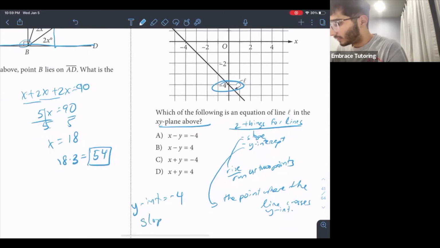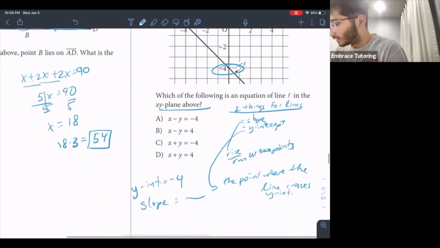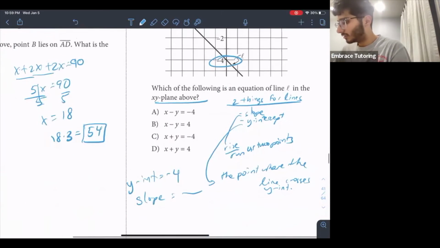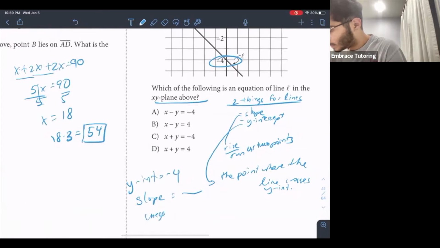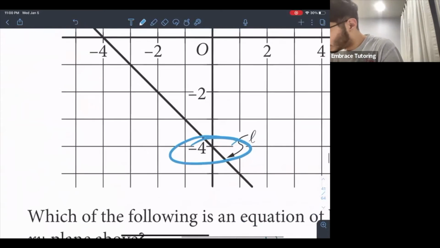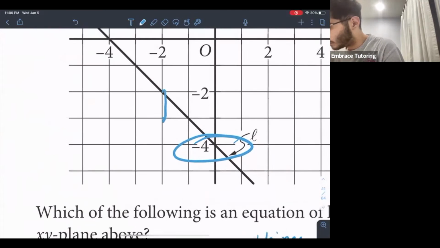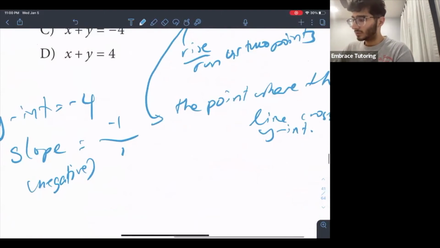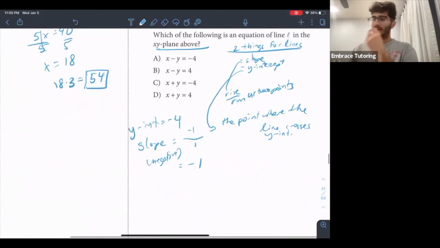And then the slope would be rise over run. Since it's going downwards, you know it's a negative slope. Since it's a negative slope, you go down 1 and then right 1. This would be -1 over 1, which would mean that the slope is -1. So we have to find which of the following would give you a slope of -1 and y-intercept of -4.